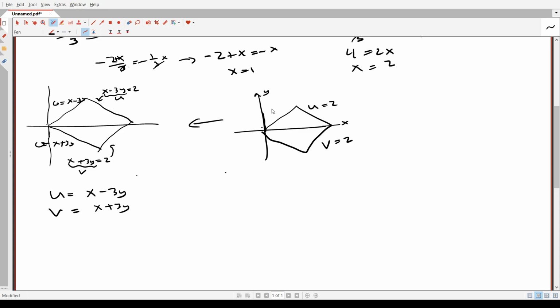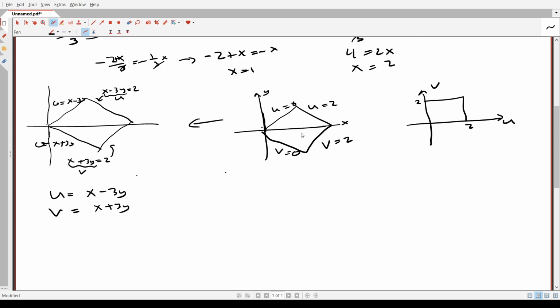This is the line u equals 0. This is the line v equals 0. So if we actually drew this on u and v coordinates, then what we have is basically a square like this. Right, so where this is 2, this is 2.